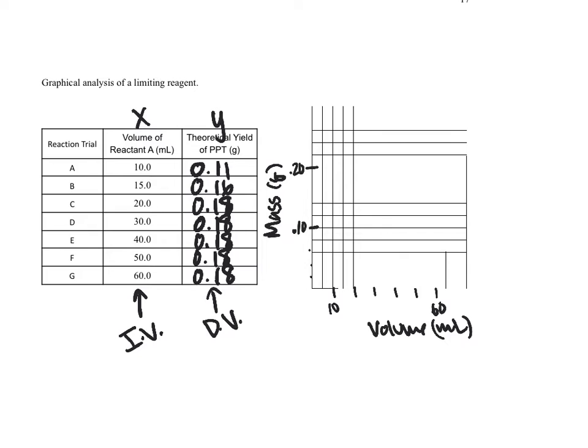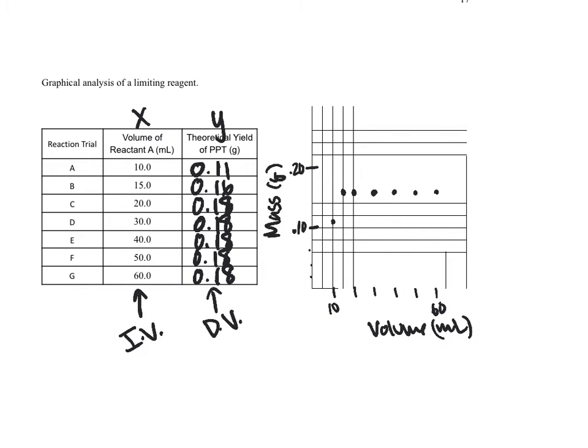So when I graph this, I'm going to have 10 milliliters and 0.11. So that should go right in there. I'm going to have 15 milliliters and 0.16. There's 0.14, 0.16. And then the rest of these, 20, is going to be at 0.18, 0.18, 0.18, 0.18, 0.18. And I put these in the wrong spot, didn't I? I sure did. Oh, no, I did it on this one. So we got 0.18. There we go.